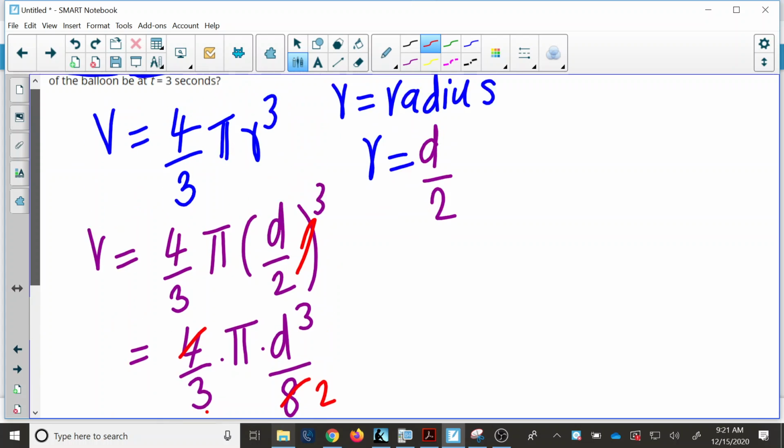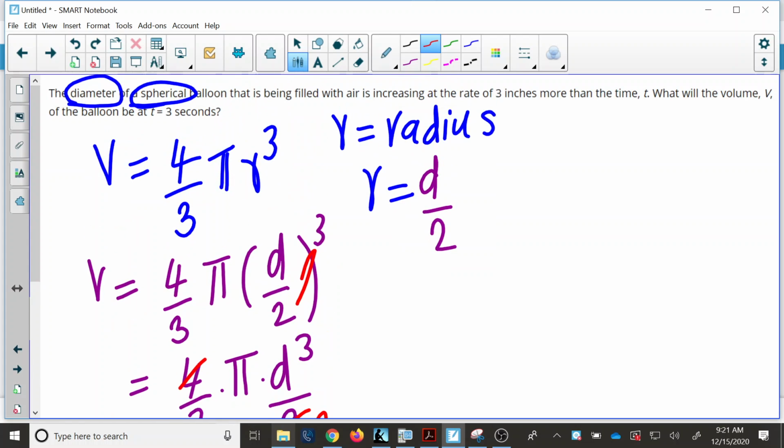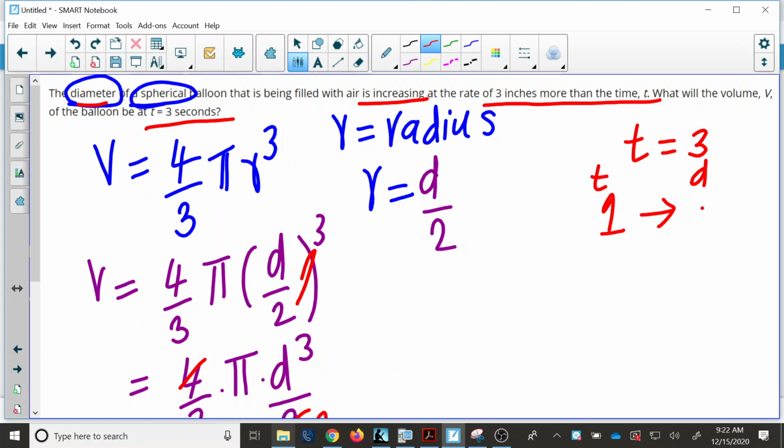Now we need to find the volume of the balloon when t equals 3 seconds. The time equals 3 seconds. Remember, the diameter is increasing at the rate of 3 inches more than the time. So if the time is 1 second, the diameter will be 3.